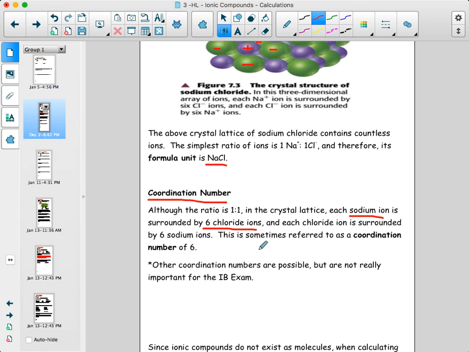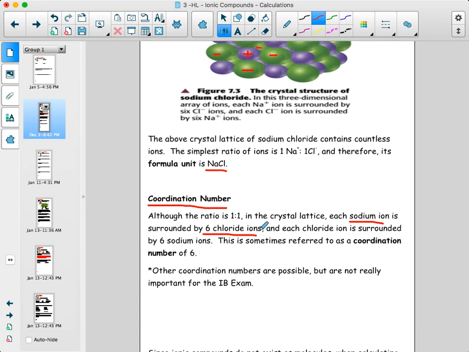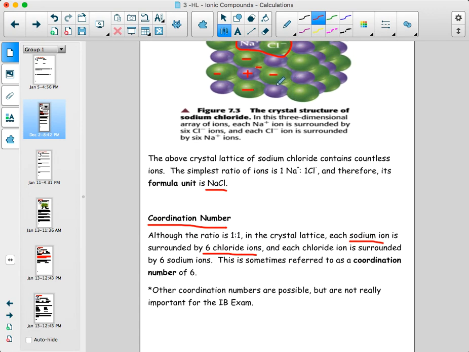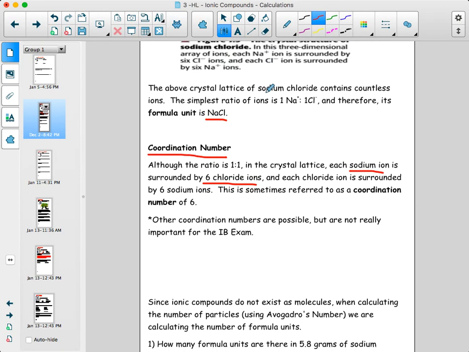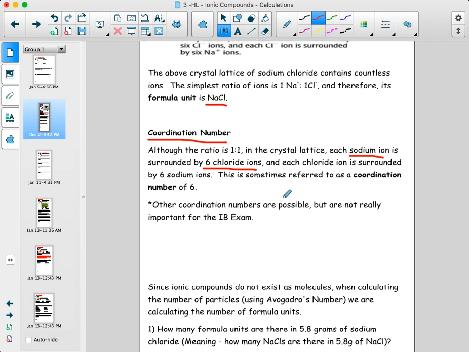So around every single sodium ion, there are 6 chloride ions, and it works the same way for the negatives. Around every single negative chloride ion, there are going to be 6 positive sodium ions. So even though the ratio is 1:1, it would be a common misconception to think that there's only one ion next to one of the other ions. They're actually surrounded on all sides because of the nature of the crystal lattice for ionic compounds.